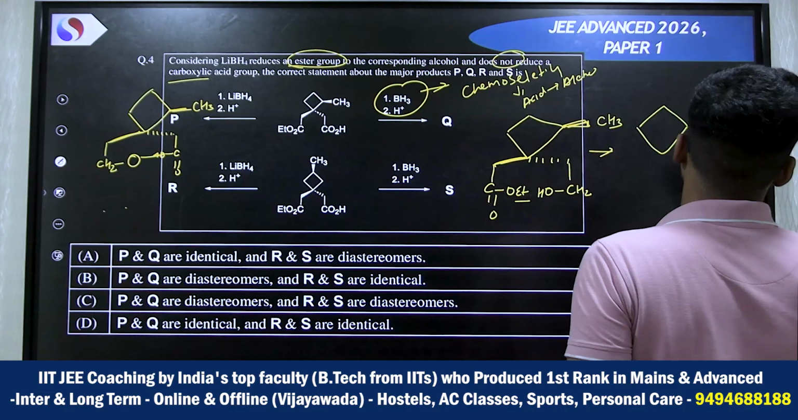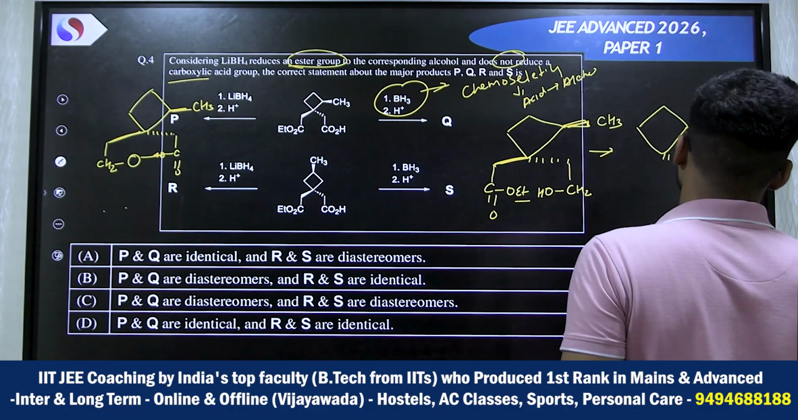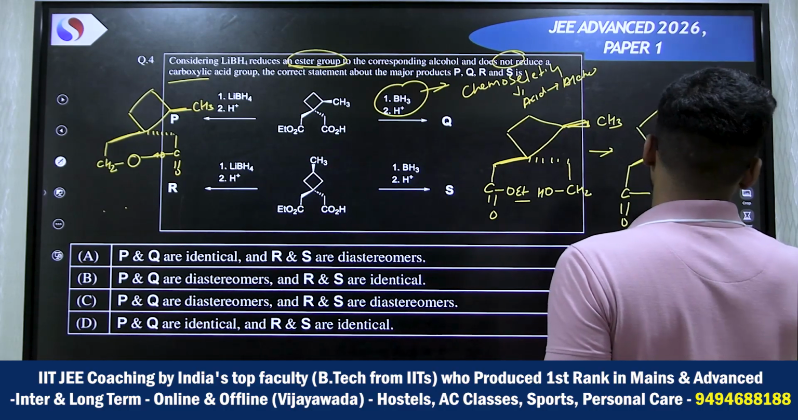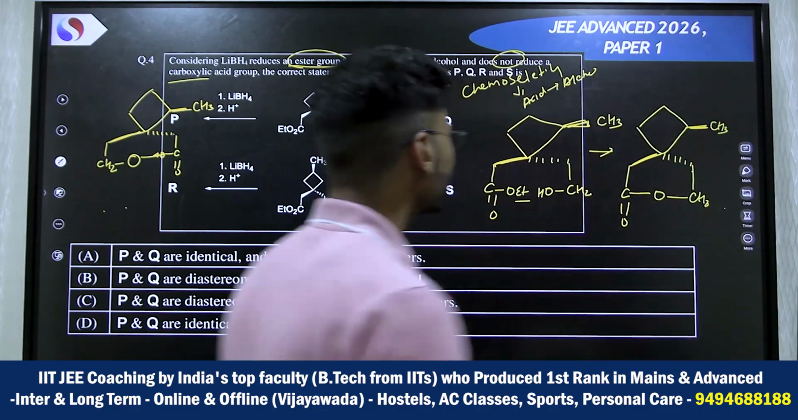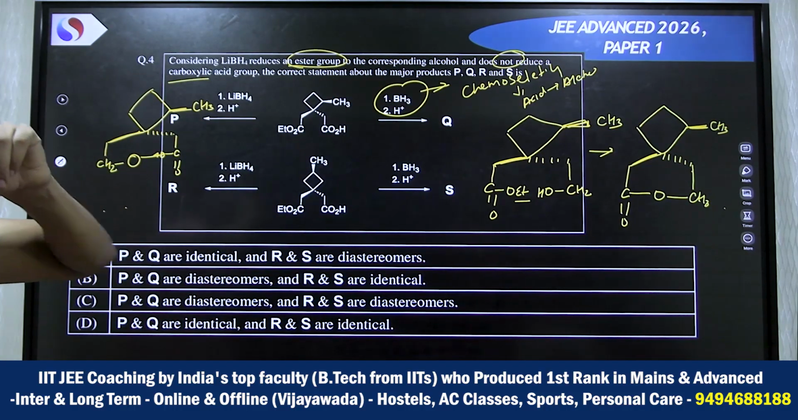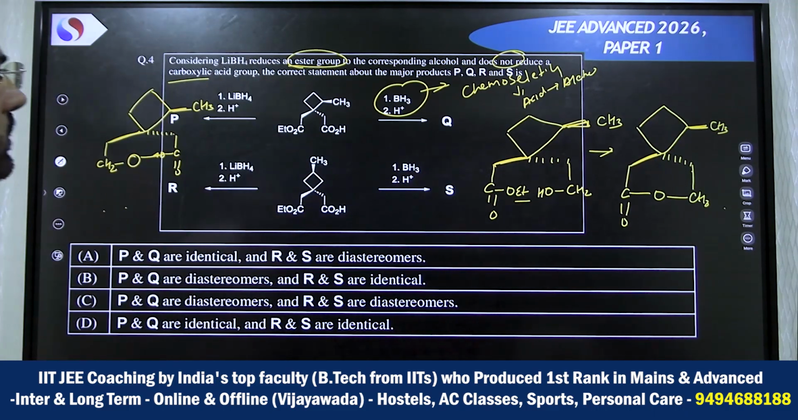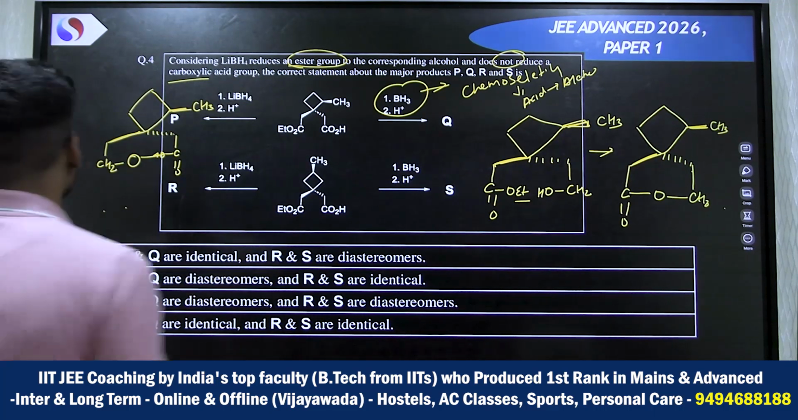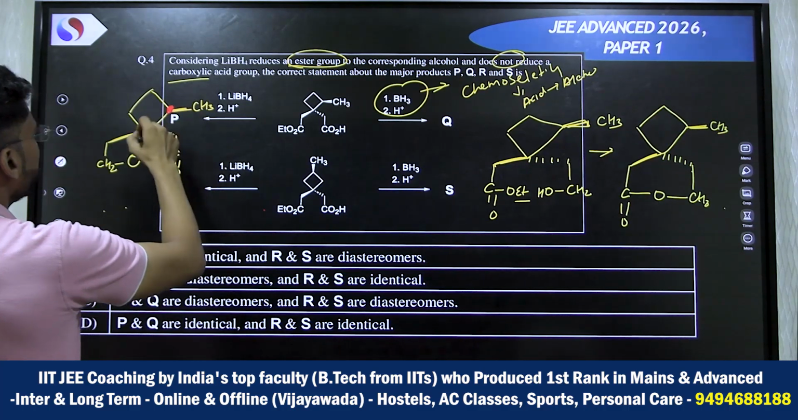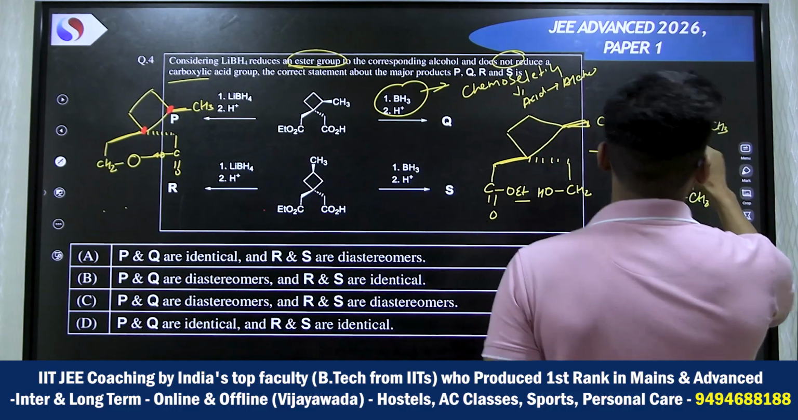Here you have a CH3, CH2, here it is a carbon double bond oxygen, they will form ester once again. Now you can see what is the similarity and difference in compound P and compound Q. So you can see there are two chiral centers, one is this one, another is this one. Here also two chiral centers, 1 and 2.